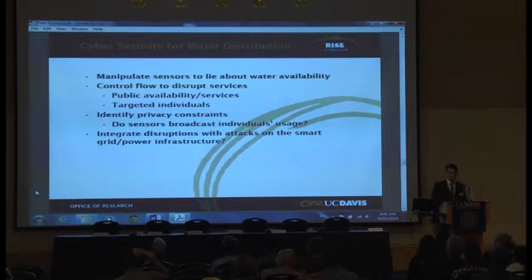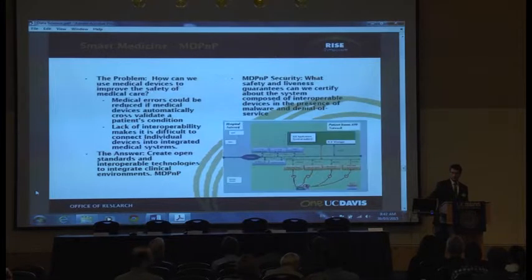Water distribution is another thing we're looking at. It's interesting because it's a mix of the physical systems as well as the cyber or digital ones. We can talk about wastewater, drinking water, lots of different kinds of water. And from an attacker's point of view, they might want to manipulate a sensor to lie about availability. They might want to control flow to overload a target or disrupt a target, for example, a public pool. There are also privacy concerns, maybe identifying whether or not anyone is home at a current time. And we can have disruptions that integrate with other infrastructures, such as the smart grid. You don't want to lose power and water, and that can be quite uncomfortable.